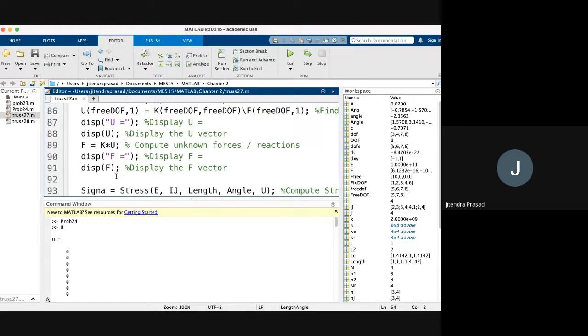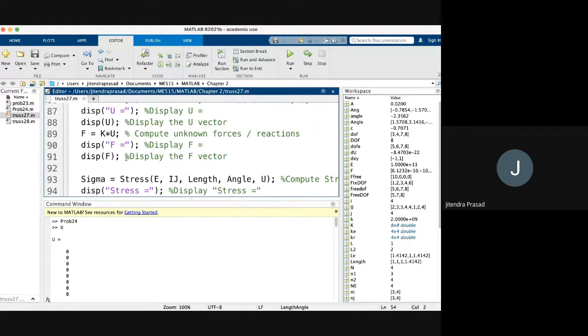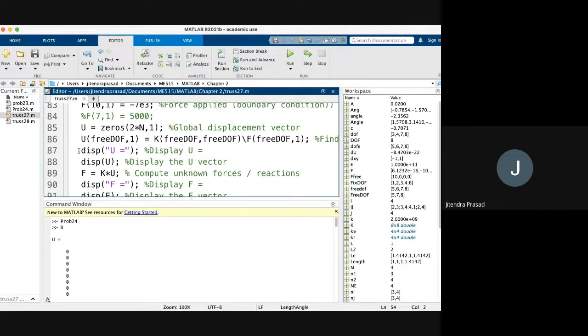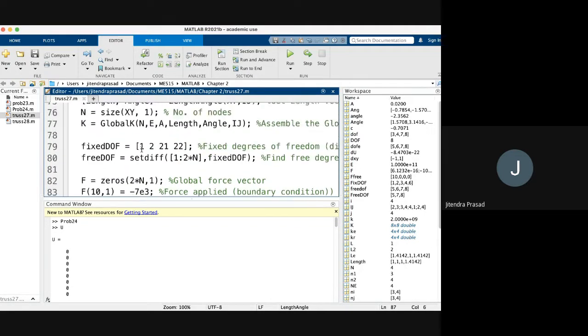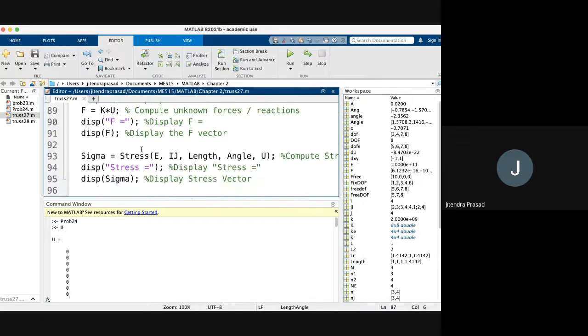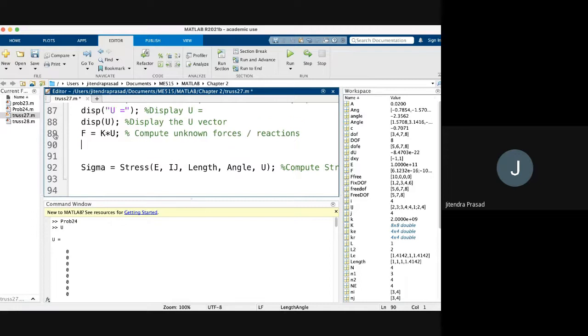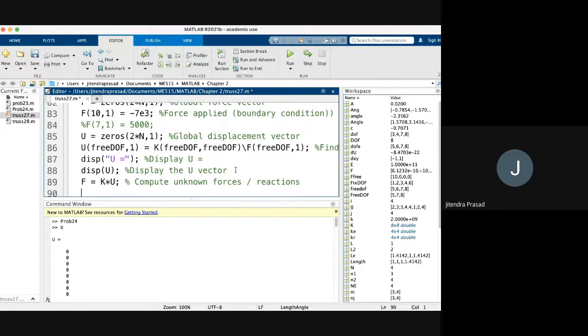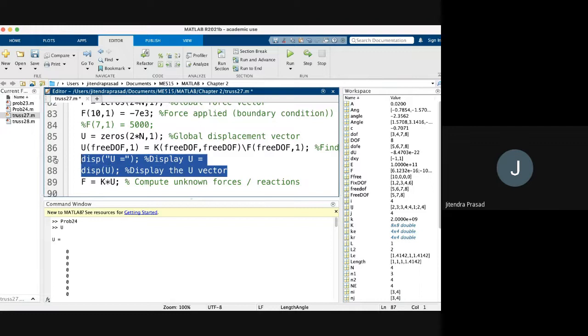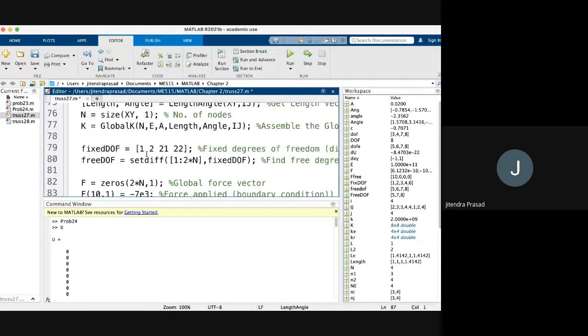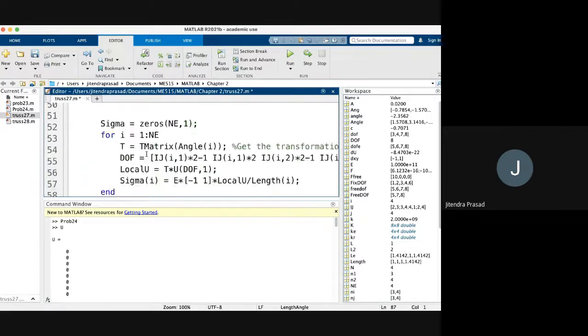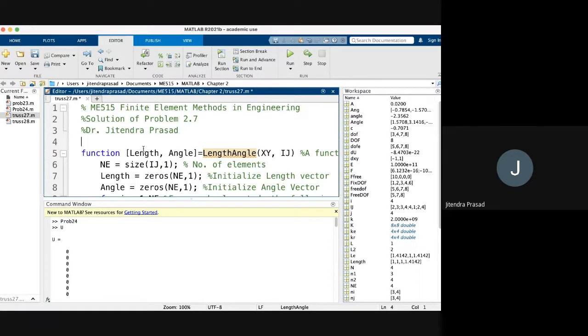Okay, so now there are a few things, like displacement, this function is not a part of MATLAB. So these we can get rid of, sigma equal to this. All these things we will remove, because we don't need this. Okay, now let us try to do it, and see whether it works or not.